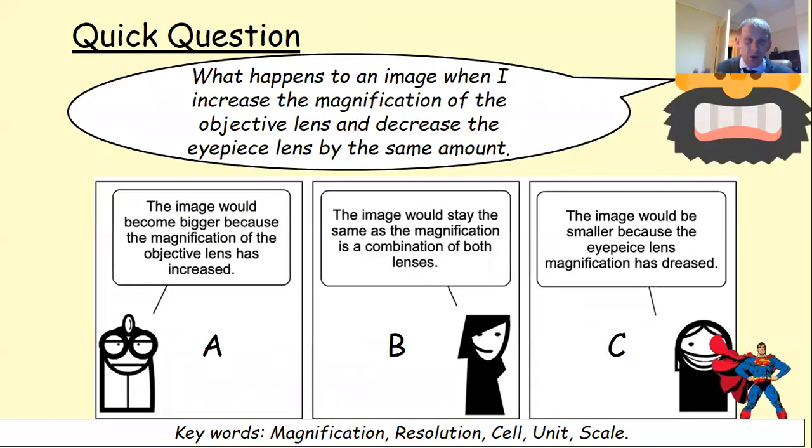Okay, guys, so a very quick question covering some of the stuff that we've been talking about. What happens to an image when I increase the magnification of the objective lens and decrease the eyepiece lens by the same amount? I'm not going to get you to pause the video. Just very quickly in your heads, read those three statements and then have a guess at which one you think is the correct one, A, B, or C. So take a few moments to read those now.